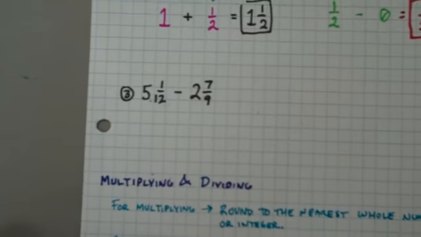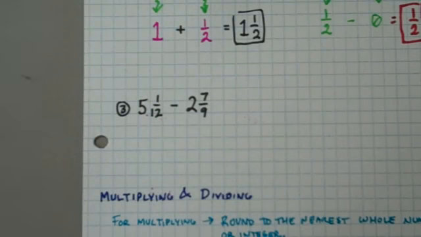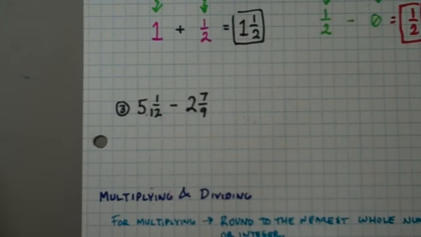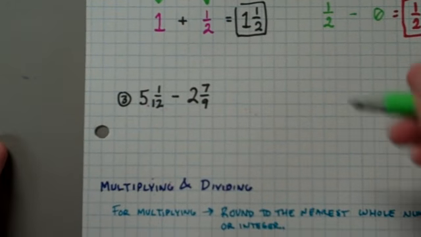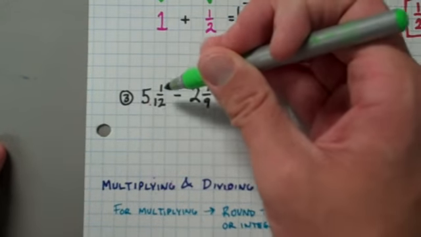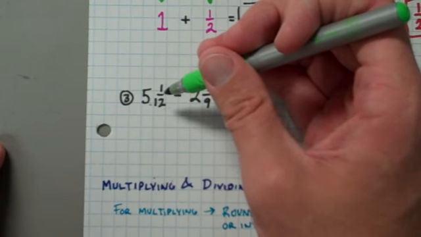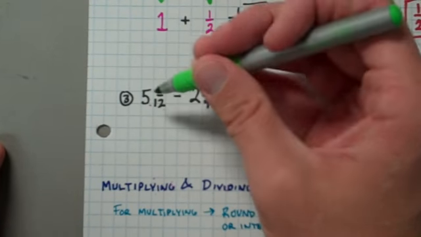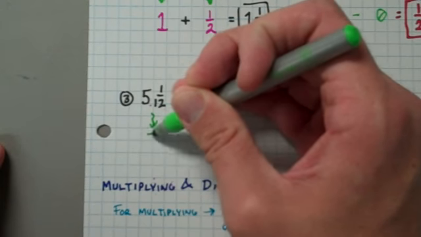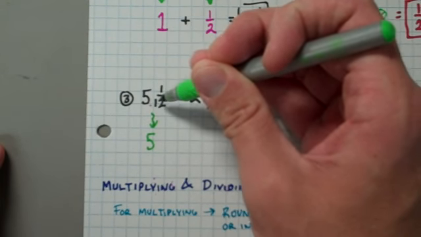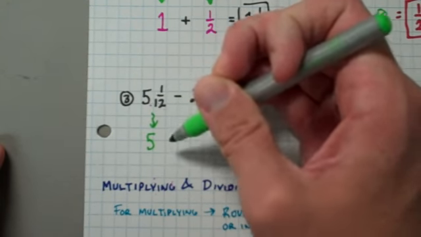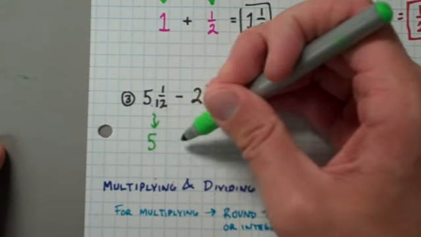Let's do another one, now with mixed numbers. Mixed numbers aren't as bad as they look. For the mixed number problem, we've got 5 and 1/12 minus 2 and 7/9. Now, just round the fraction part. The 1 out of 12, doesn't that round to 0? It does, because 1 is much smaller than 12. So we would call this just 5. The fraction part rounds to 0, and you're left with the whole part, 5. So we have 5 minus.